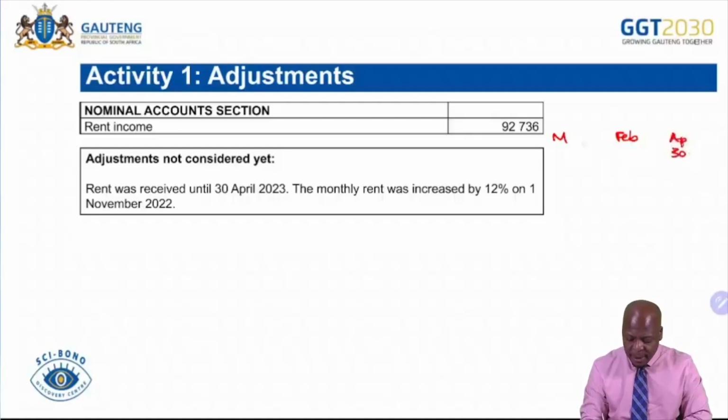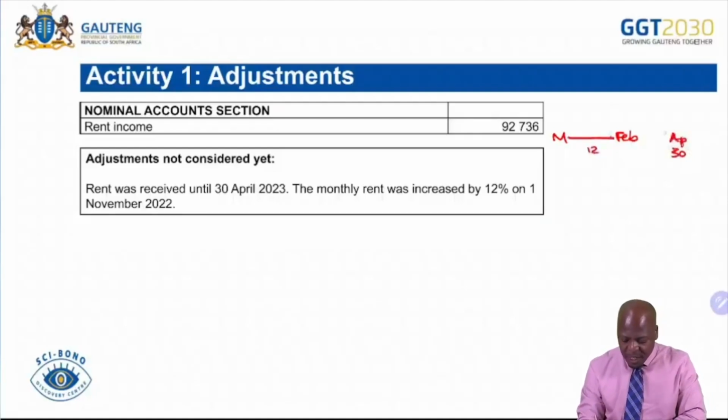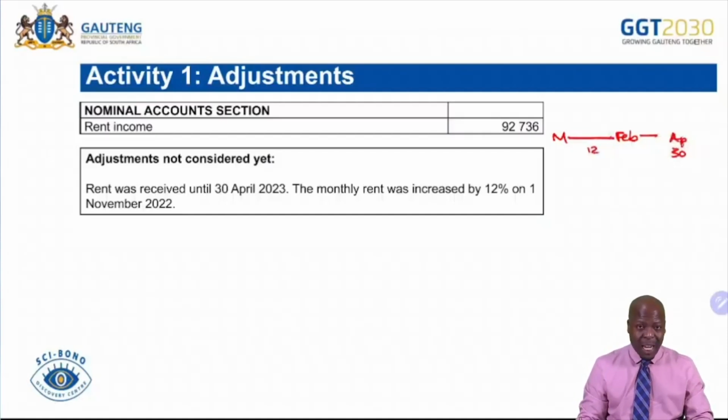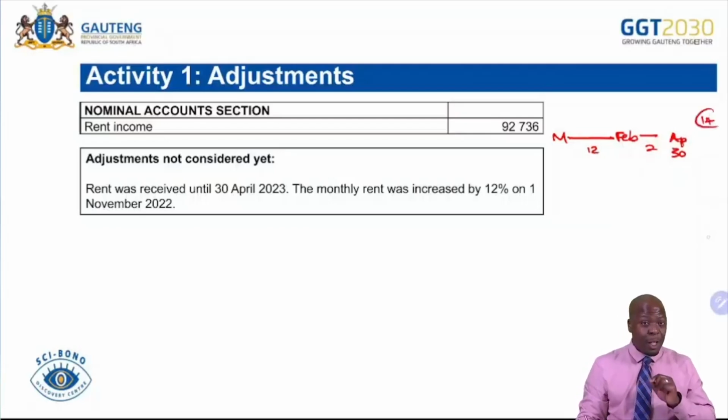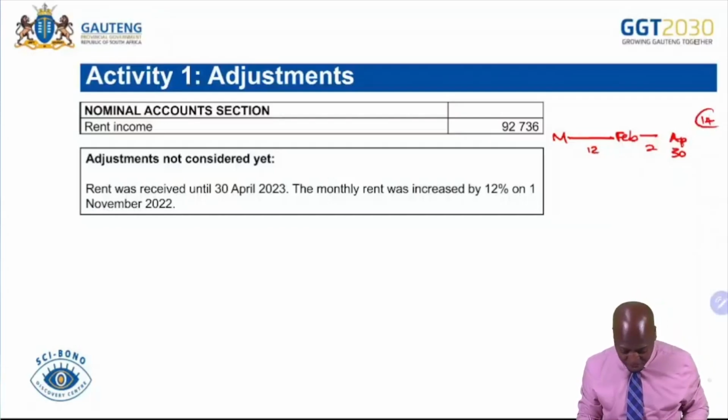If we had received it from March to Feb, it was going to be 12 months. Now that we've received it until April, how many more months have we received? So we're counting March, April. So we have 2 more months. In other words, we have received rent in total for 14 months. How many months are we supposed to receive? 12. We have received now for 14. So there's 2 months received in advance. Already you have that at the back of your mind. Let's continue with the adjustment.